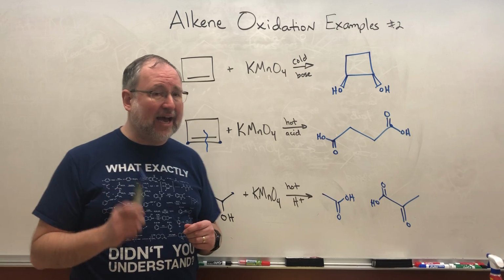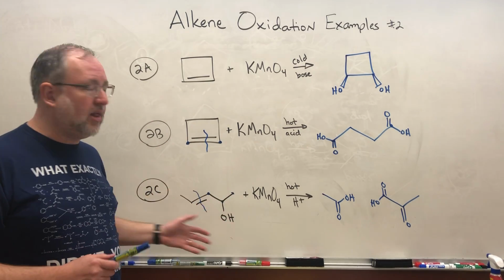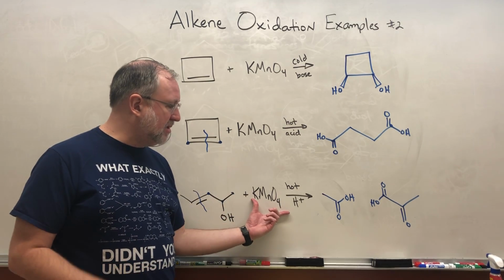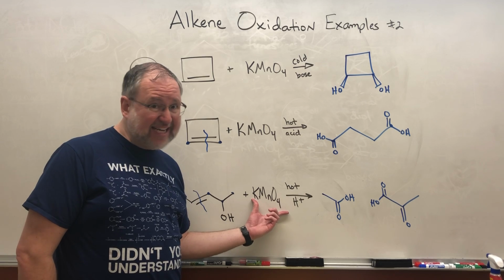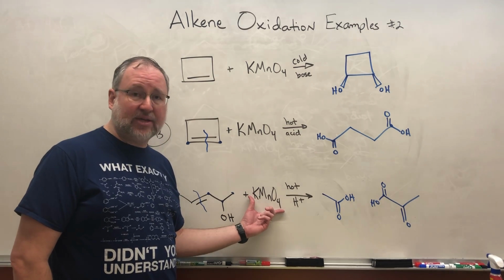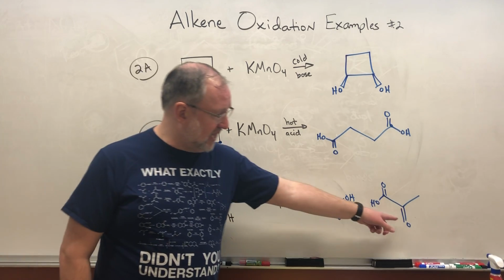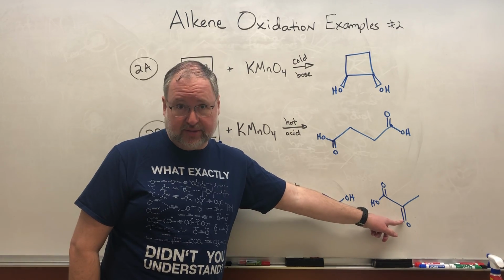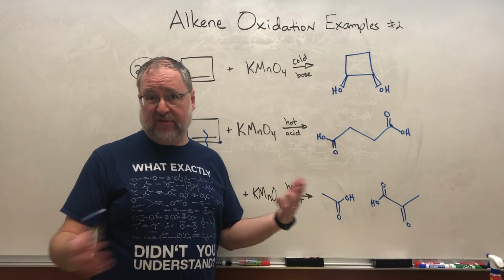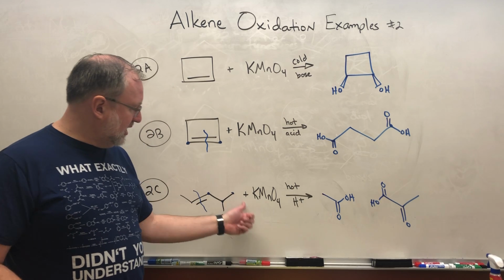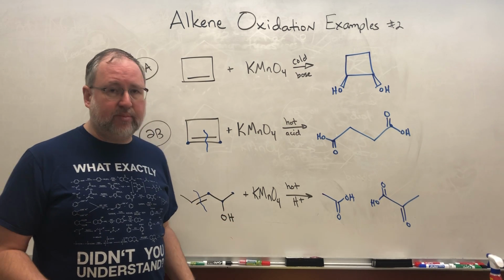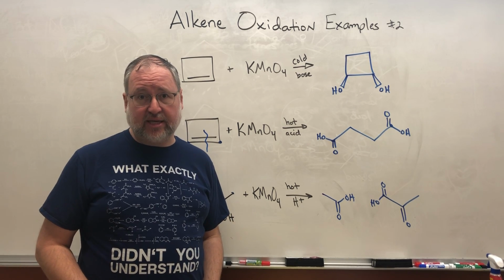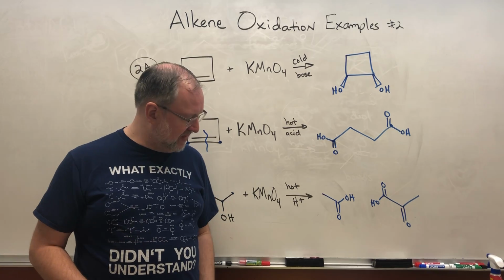If you have any alcohols anywhere in your molecule and you expose them to potassium permanganate in hot acid only, they're going to be oxidized as far as they can go. So either to the ketone, or if they're on the end, if they started out as being a primary alcohol, they're going to be oxidized all the way to another carboxylic acid. So please pay attention to that.